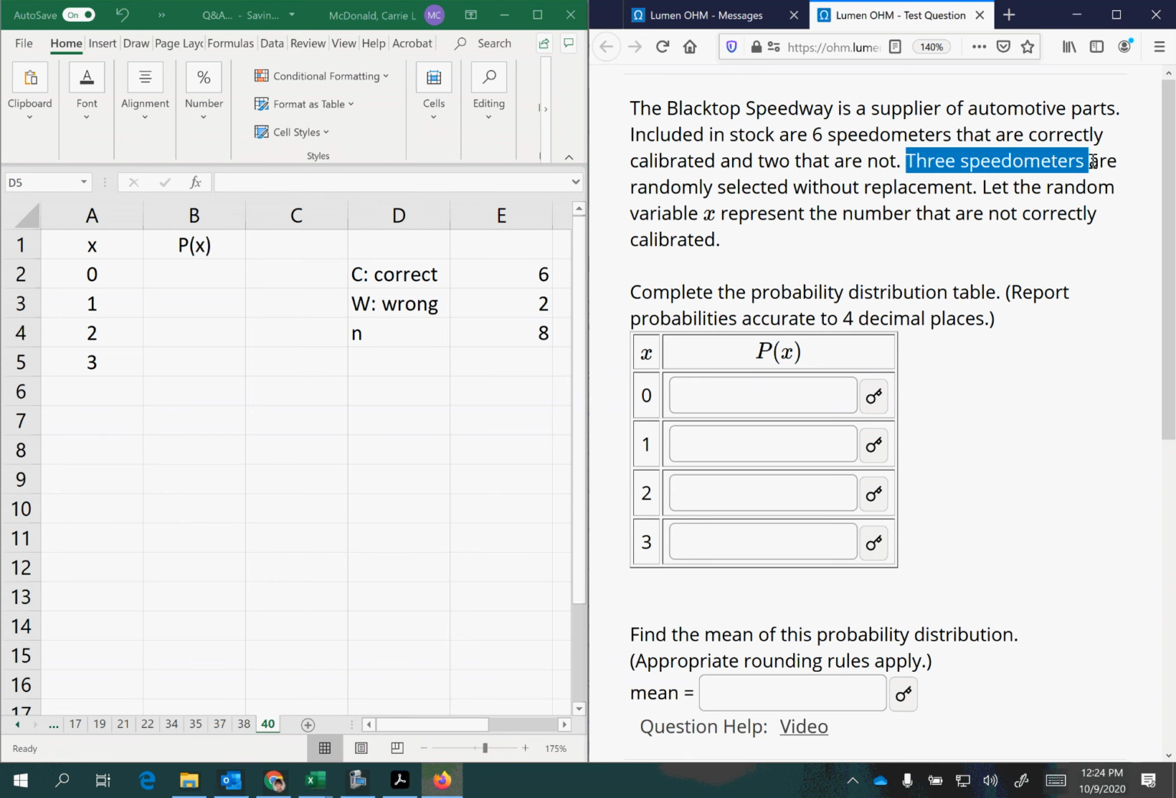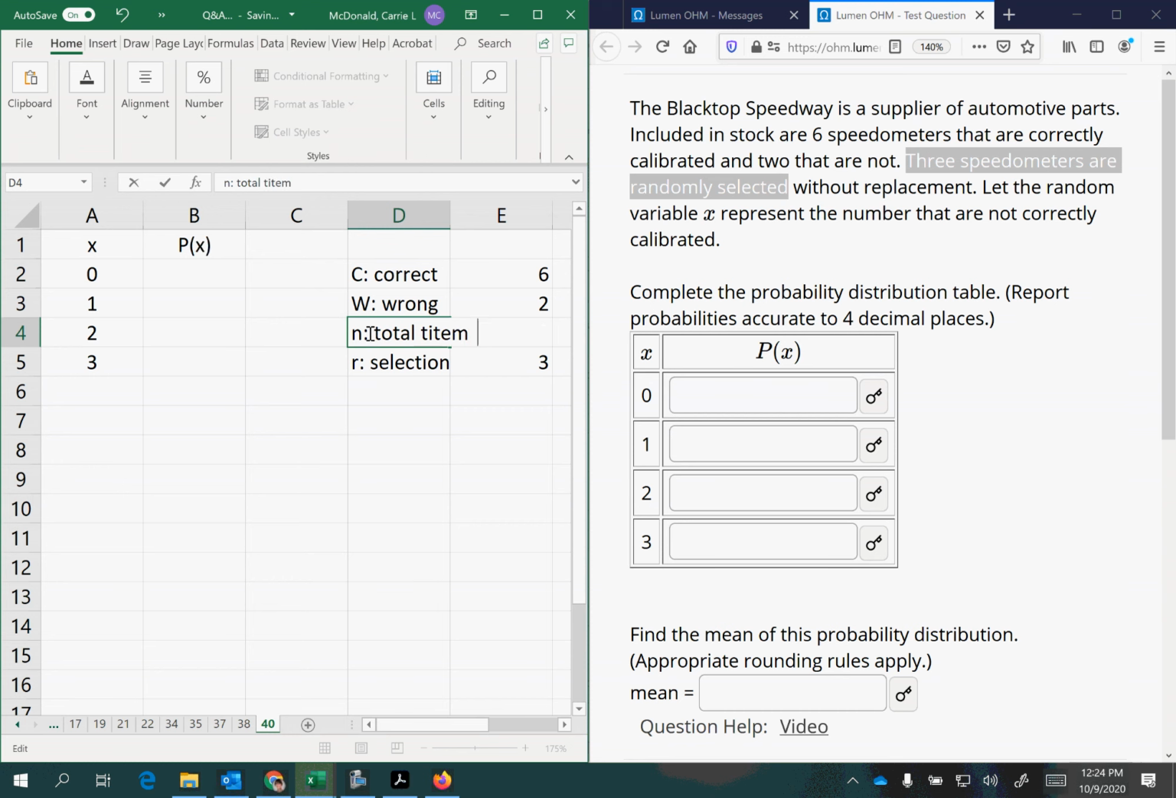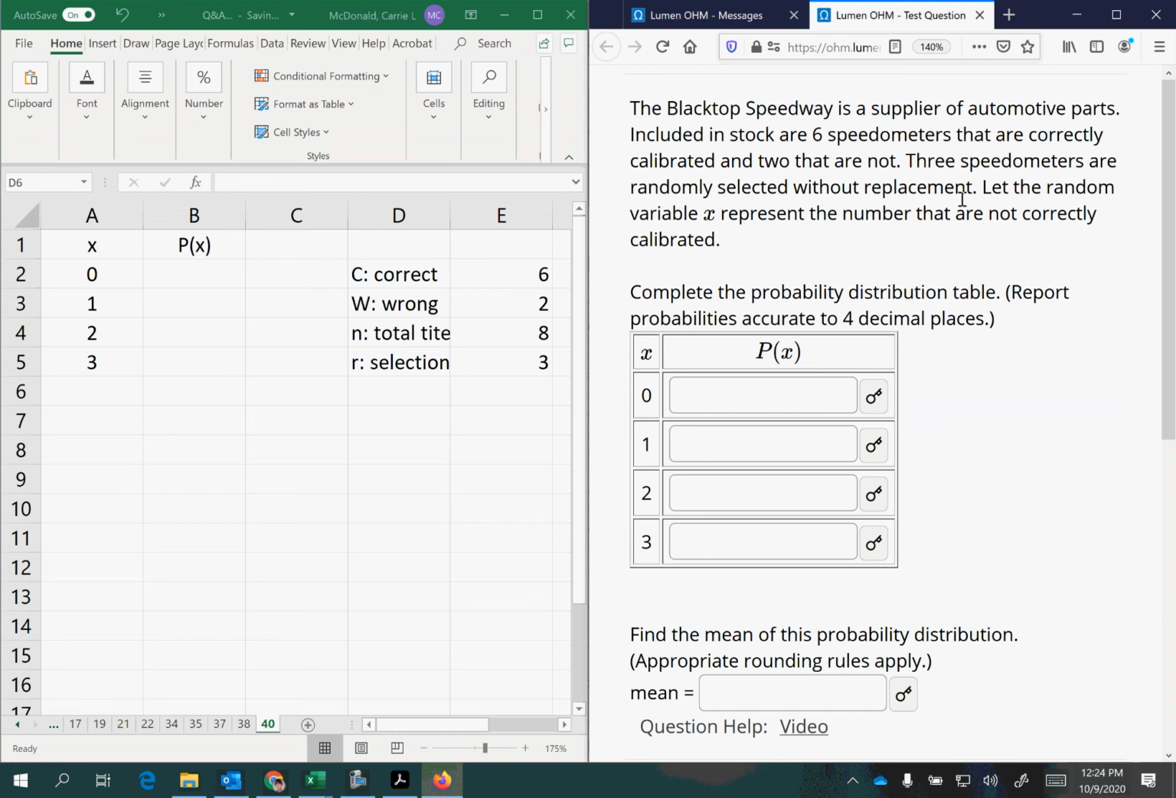3 speedometers are randomly selected without replacement. So let's think of this as our R. We're going to select 3. N is the total items that we're selecting from. All right, so we've got that organized. We're also doing this without replacement, or repetitions are not allowed.